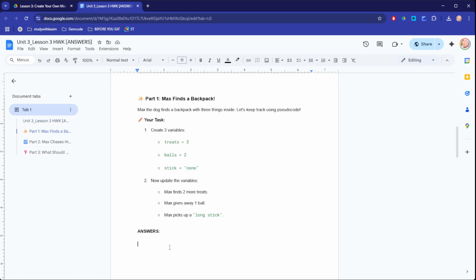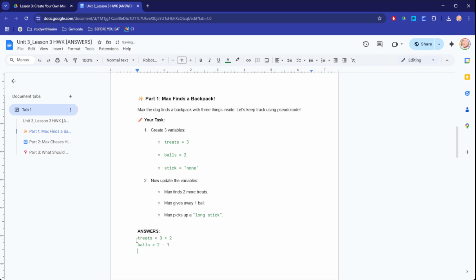So we originally had 3 treats, and now he has 2 more treats. Let me do that in the same color. Okay. So we have treats is now equal to 3, which is the original amount, plus 2, which is the new amount. We then have balls, which is equal to 2, and he gives away 1 ball. So we'll say balls is equal to 2 minus 1.